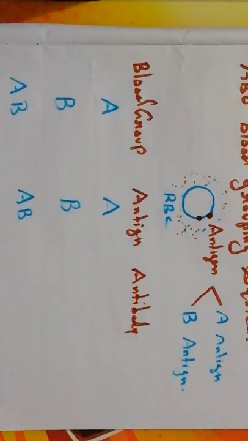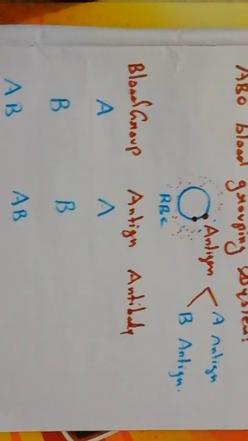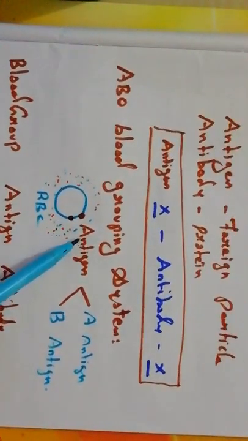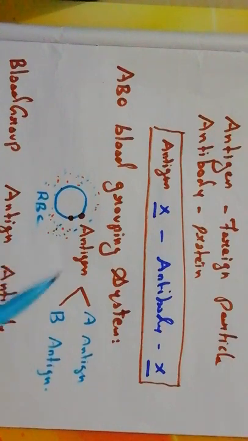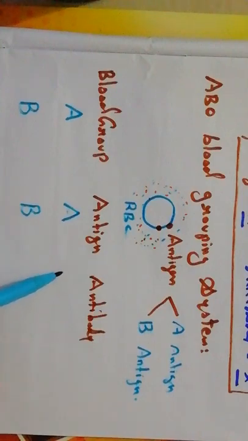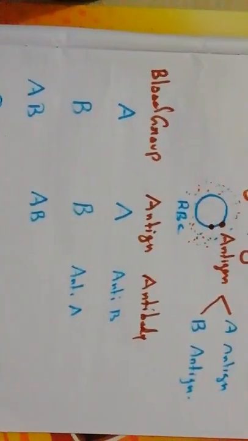Could you tell me now what antibody may be present for these antigens? Listen, if it is A antigen here, the antibody will be B antibody, anti-B. And if it is antigen B, the antibody will be anti-A.